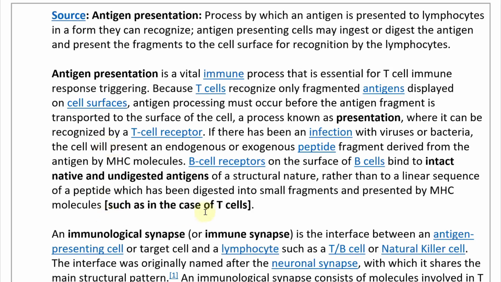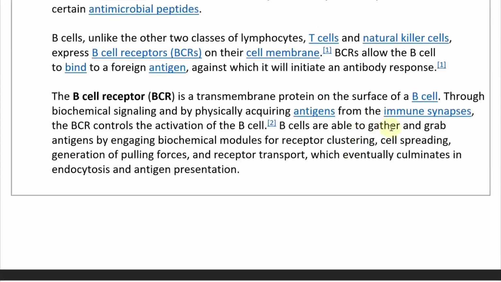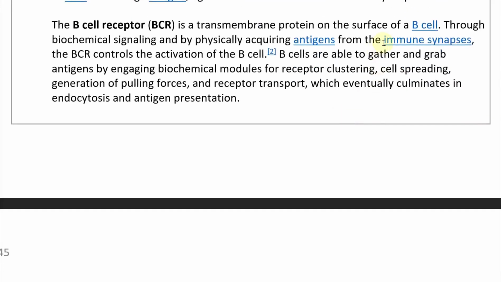Or more accurately, such as in the case of T cells then. Going further, so we mentioned this over here. So then this is through biochemical signaling and physically acquiring antigens from the immune synapses. So now let's go over what those are. Let's bold this, synapses, right here.